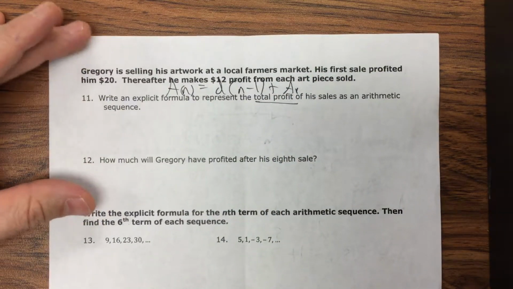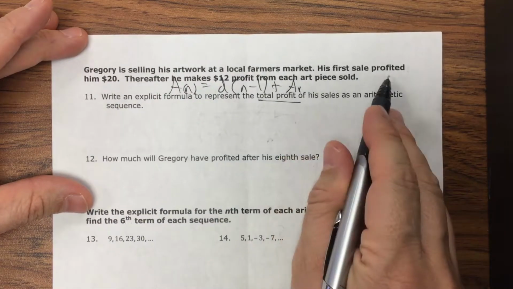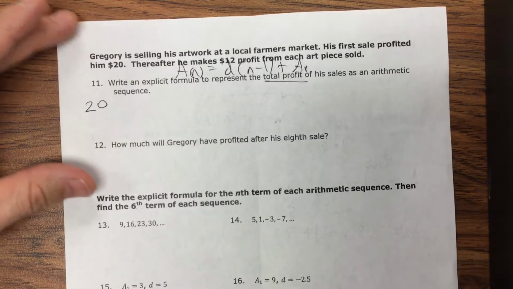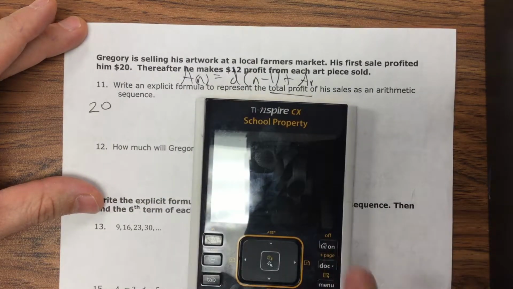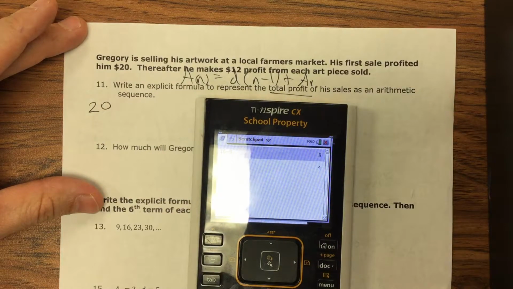Okay? So first of all, do we have a list to work with? We do have a list to work with. His first sale profited 20 bucks. That's the first number in my list. And he's making $12 profit after that. That actually is my common difference. So I start with 20 plus 12.